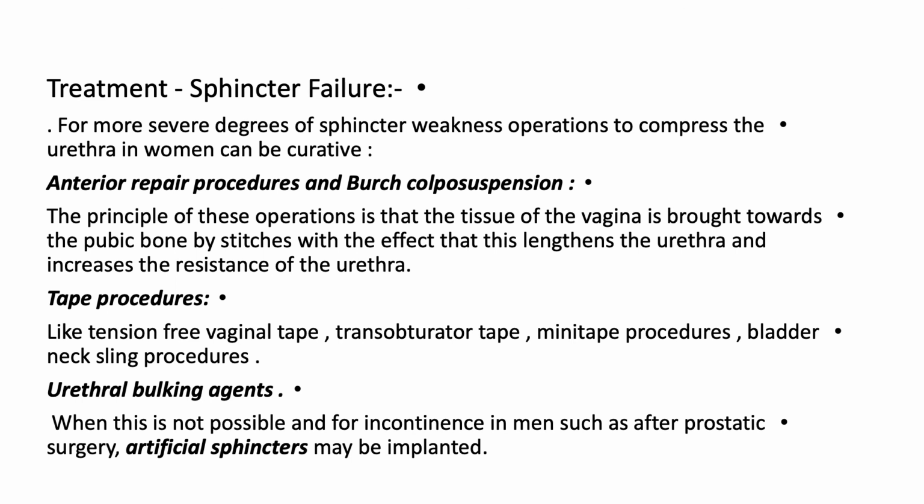This is by inserting a special type of tape in the vagina, at the urethral orifice, to hold it up, because these patients go down because of the prolapse of their pelvic floor. We have another type of these tapes which is called the transobturator tape. We have the mini tape procedures, and we also have the bladder neck sling operations.